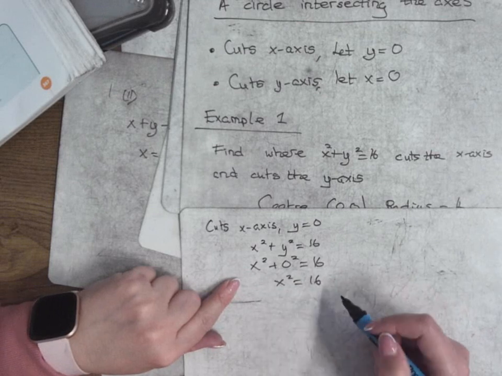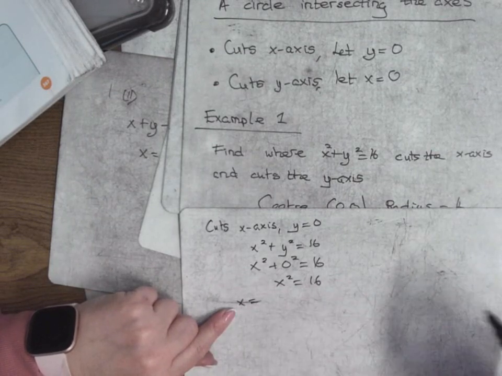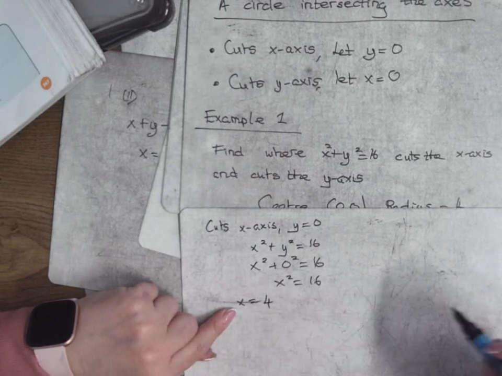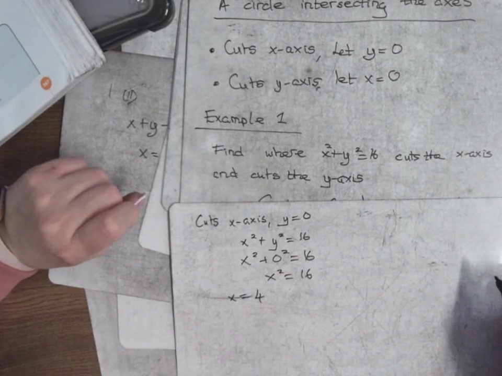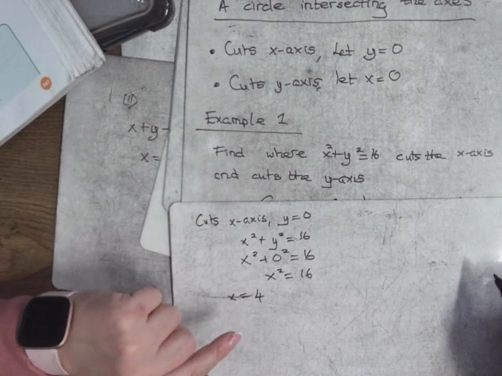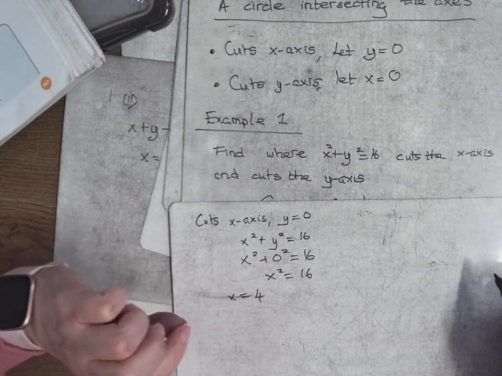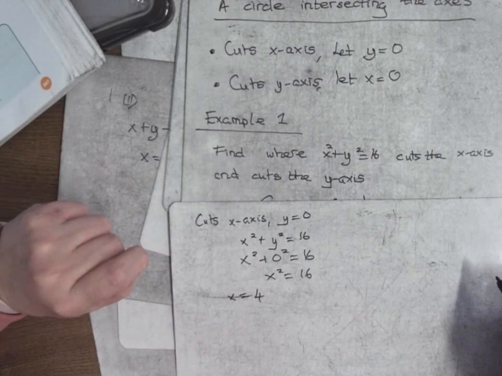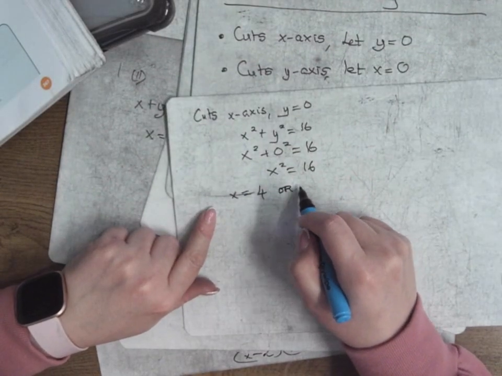So what number squared will give you 16? What number by itself will give you 16? 4. There's actually a second number, and this is the new bit where you have to remember a second number. There's actually a second number that when you square it, you'll get 16. It's really similar to 4. There's an extra bit in front of it. Minus 4. Or x could be equal to minus 4.